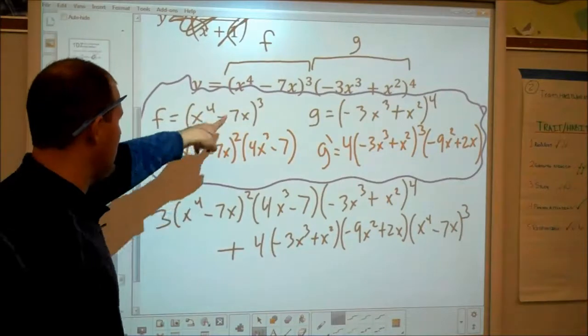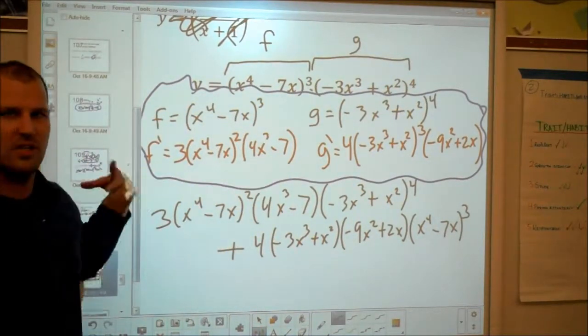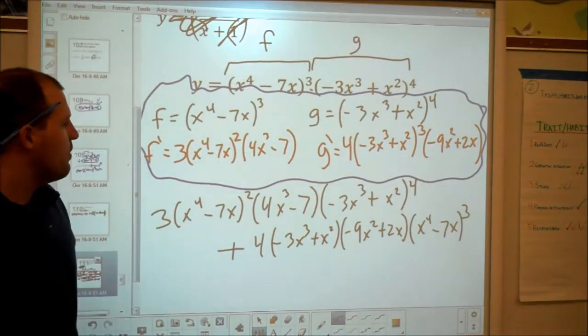So what was tricky about this? Recognizing we got to do a product before we do the chain rule. The chain rule takes place within the cloud. Okay, so that's a handful of examples.